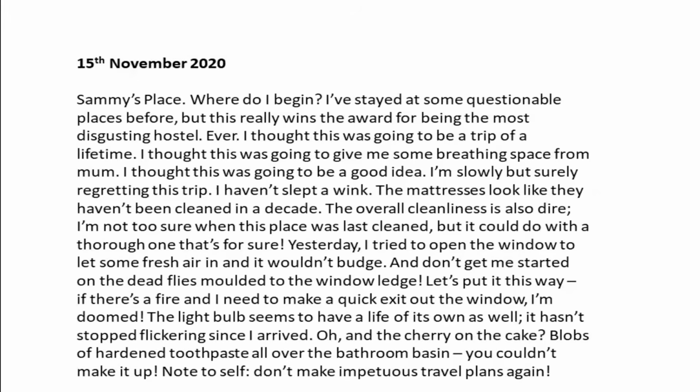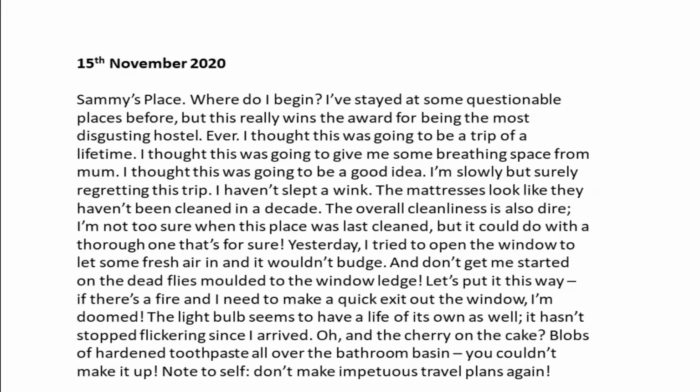I haven't slept a wink. The mattresses look like they haven't been cleaned in a decade. The overall cleanliness is also dire. I'm not too sure when this place was last cleaned, but it could do with a thorough one, that's for sure. Yesterday I tried to open the window to let some fresh air in and it wouldn't budge. And don't get me started on the dead flies moulded to the window ledge.